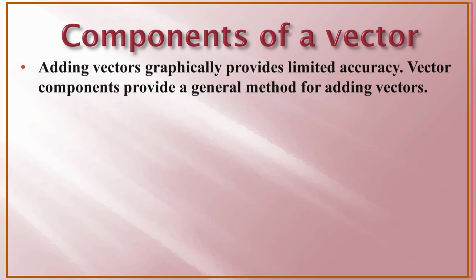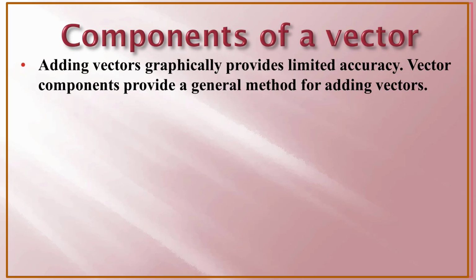So why are components important? Adding vectors graphically provides limited accuracy. We have already added vectors graphically, using a scale, but it does not provide a very accurate result. Vector components provide a general method for adding vectors. If we have components of a vector, then we can mathematically add those components to get the exact resultant. It will give us more accuracy because the graphical method does not provide a very accurate result.